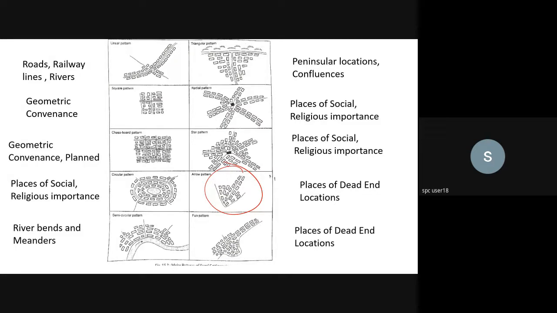You'll see that this is the main road, and the place of importance, it could be a minor place of religious importance, is a bit at a distance from here. It's located here. So initially the locations would start here, and then you'll see that people start staying along.